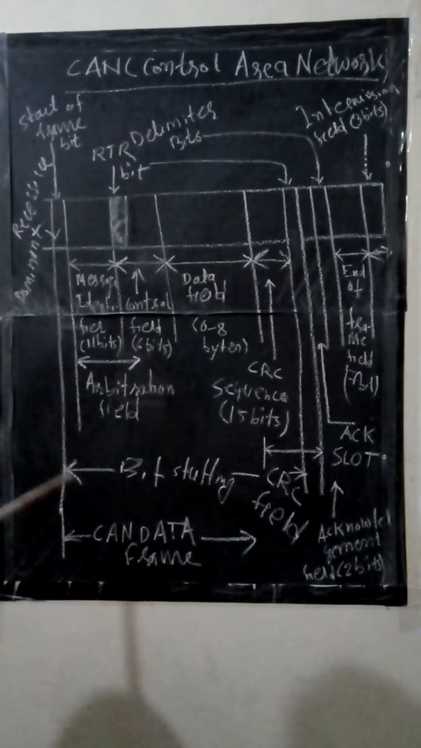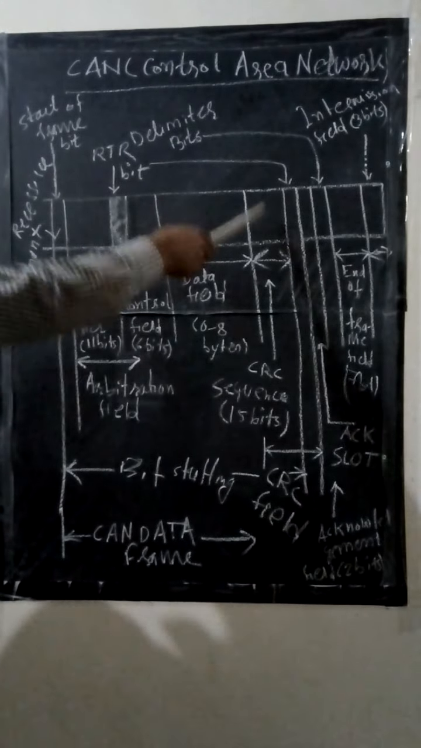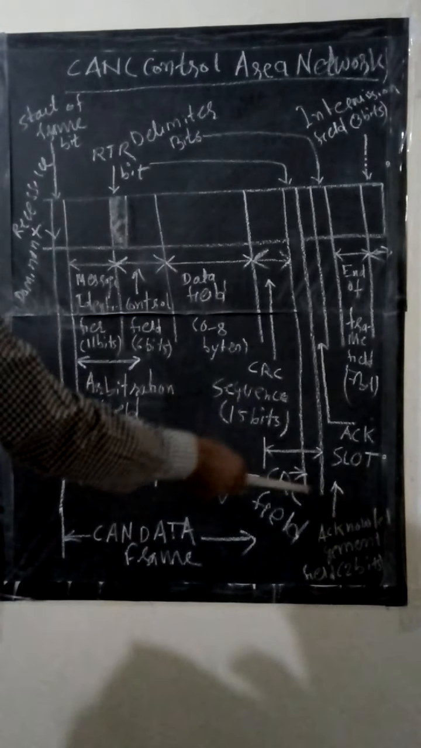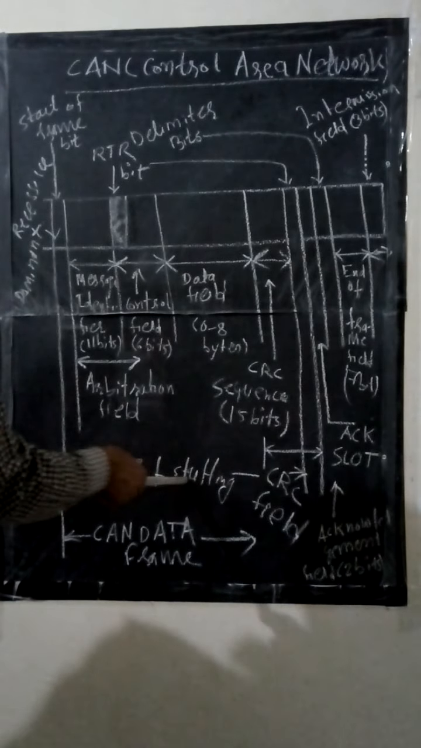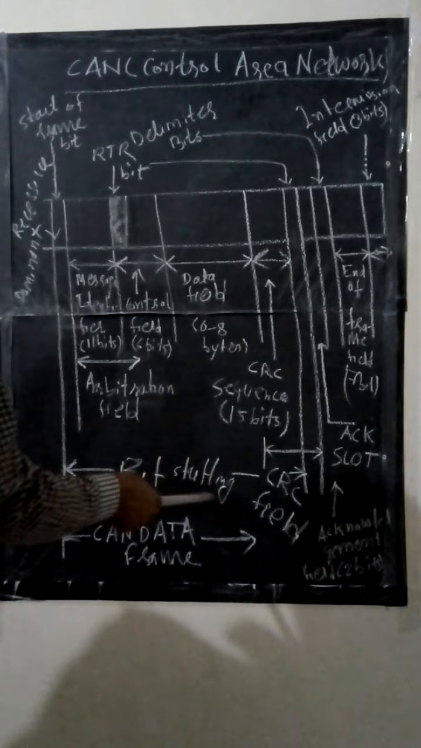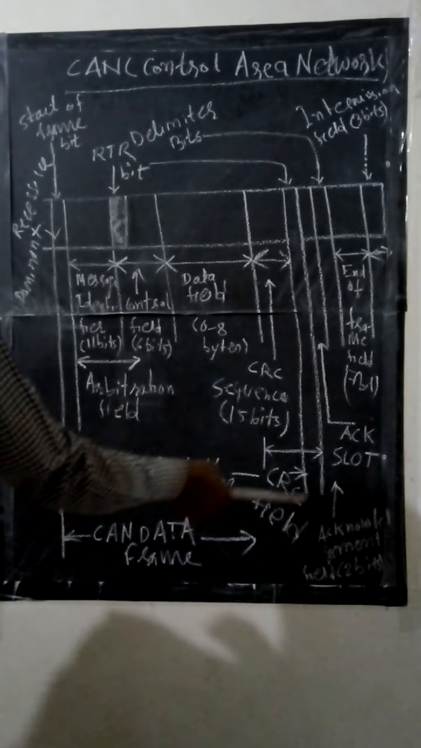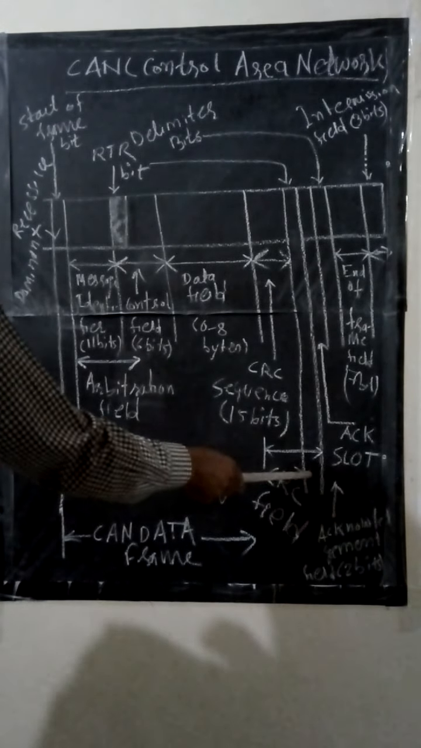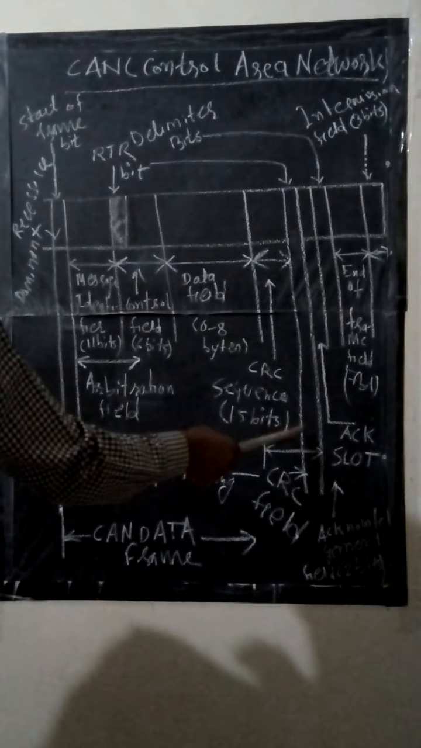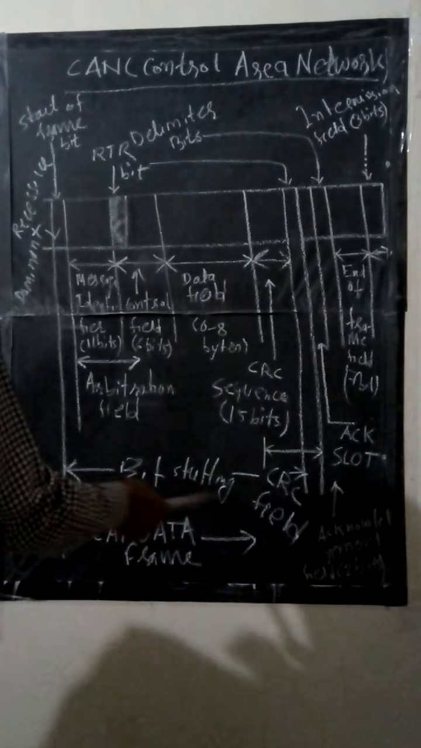So from this start of frame bit to this CRC, it is called a bit stuffing field. Bit stuffing field, from this point to this one, that is start of frame bit to CRC.